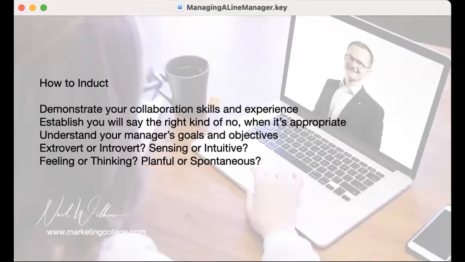And a really key one, these sort of dichotomies, I guess you could call them, come from the Myers-Briggs preference scale. So extroversion or introversion, sensing or intuition, feeling or thinking. And the fourth one is, are they planful or are they more spontaneous? In other words, do they play before they work, or do they work and finish their work before they play?